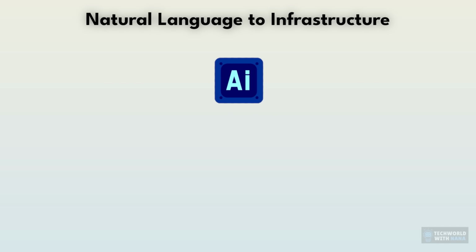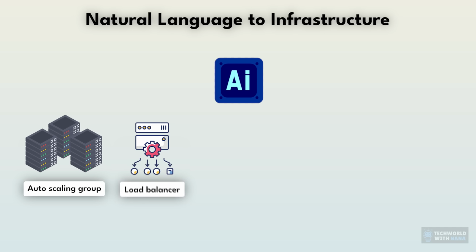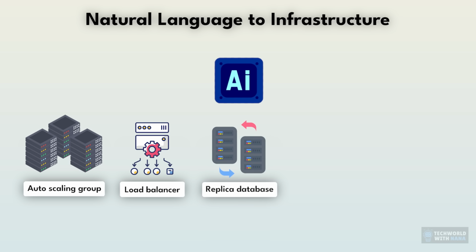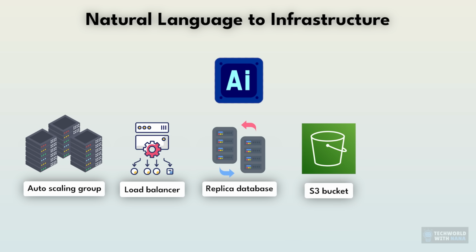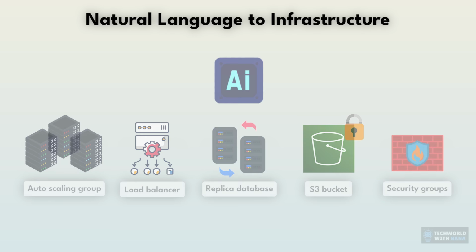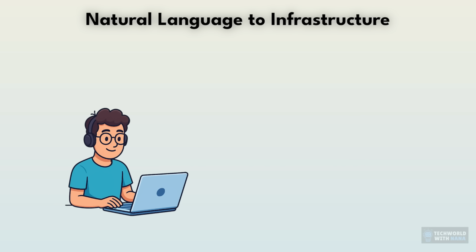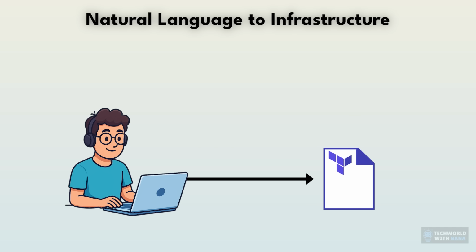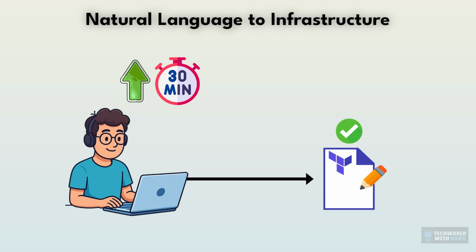It creates an auto-scaling group with proper configuration, an application load balancer, the database with read replicas in multiple availability zones, an S3 bucket with encryption and appropriate access policies, security groups with least privilege rules, and then you, as an experienced engineer, review the generated code to make sure it's correct, adjust anything specific to your needs, and now you have code ready for your use case within minutes instead of maybe hours.